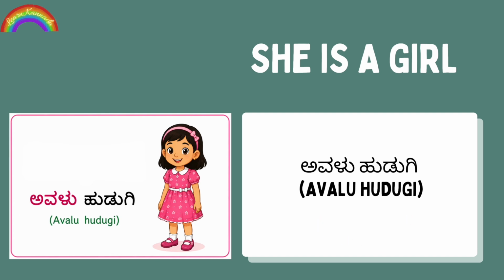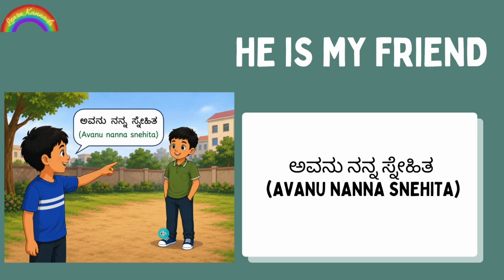Before we move on to the next example, we need to know that Avanu and Avalu are used when the person is standing some distance away from us. For example, in this picture, the boy is standing at some distance away from his friend. So when his friend refers to him, he says, Avanu nanna snehita. He is my friend.